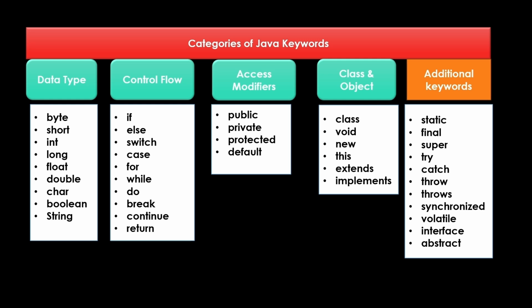Next is access modifiers. What if we want to control who can access certain parts of our program? In that case, we can use Java access modifiers. These are public, private, protected and default. Java is an object-oriented programming language, which means we can use classes and objects, and some of the keywords help us create them. Those are class, void, new, this, extends and implement. In addition to these categories, we have additional keywords which are part of Java. Those are static, final, super, try, catch, throws, throw, synchronized, volatile, interface and abstract. You don't need to memorize all these keywords right now. As you learn Java, you will see these keywords in action.